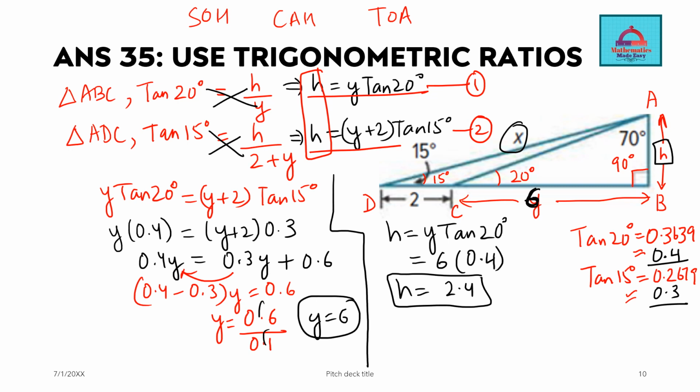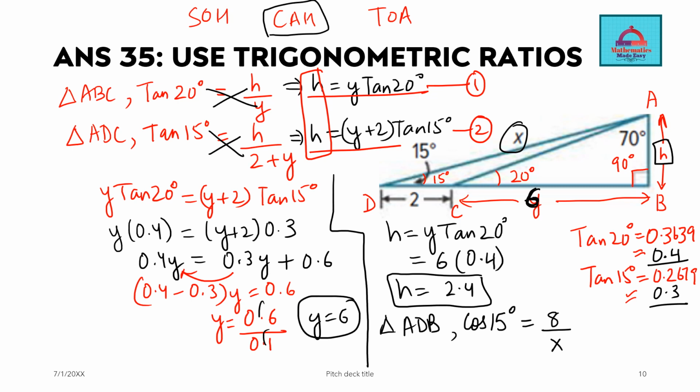Now the last step is to get to this x. For x, I'm going to use the big triangle ADB. So in triangle ADB, now I'm going to use the ratio of cos. Why I'm using ratio cos? I could have used sine also. Both are going to give me the same answer. I'm using cos because by SOHCAHTOA, cos is adjacent over hypotenuse. Now this is 2, this is 6, so the total is 8. So 8 divided by x.